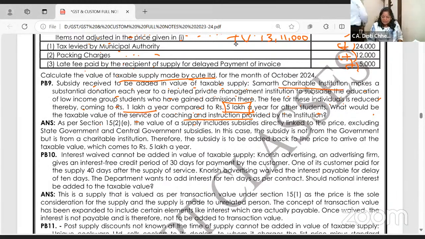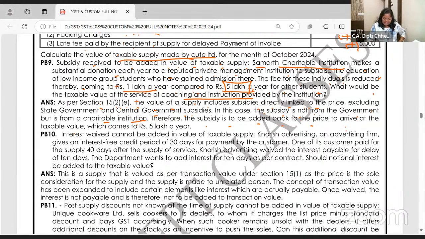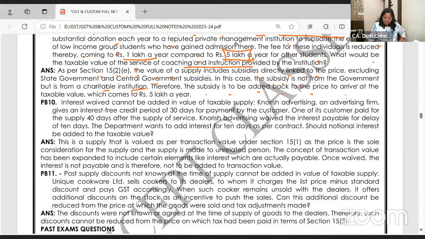But here the subsidy is given by the private trust. So very well, private trust, nothing to be deducted. As per section 15(2)(e), the value of supply includes subsidy directly linked, excluding the state government. Excluding, if it is adjusted means you have already removed. In this case, subsidy is not from central government, it's from a private charitable. Therefore, subsidy is to be added back. Crystal clear?